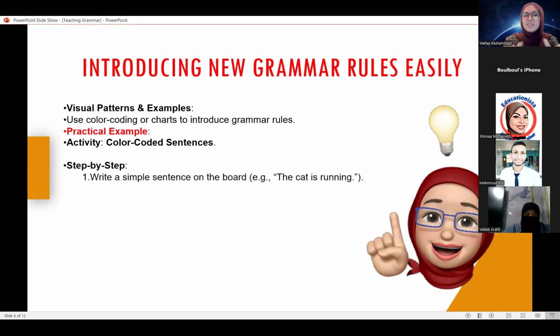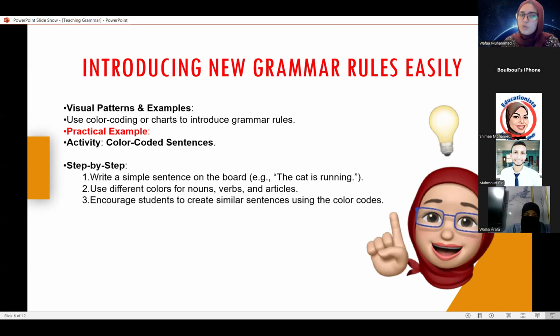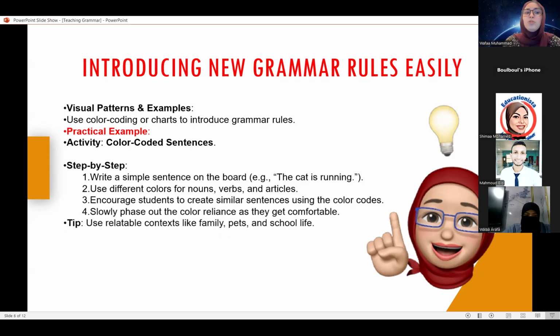Step by step, you can write a simple sentence on the board, like the cat is running. Use different colors for nouns, verbs and the articles. Encourage the students to create similar sentences with the color codes. They will amaze you, okay? You can phase out the color reliance as they are comfortable and they can do this. You can use relatable contexts like family, pets, school life, school objects. As I told you at the very beginning, you need to use familiar vocabulary and familiar language they listen to every day.